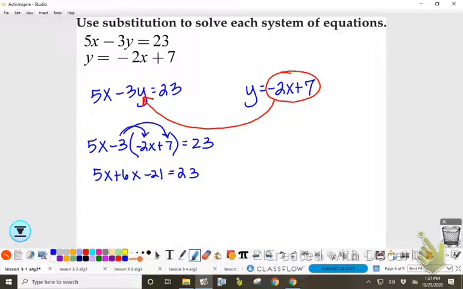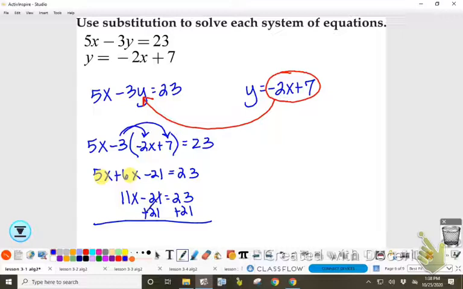Combine your like terms. Here I have a 5x plus a 6x. That's 11x minus 21 equals 23. Trying to get x by itself, so we're going to add 21 to the other side. You get 11x is equal to 44. So x will be equal to 4.